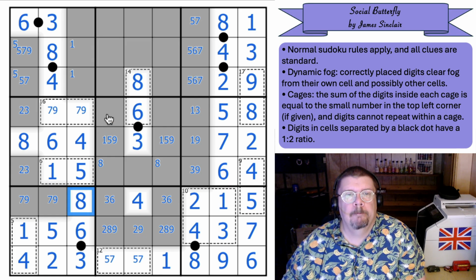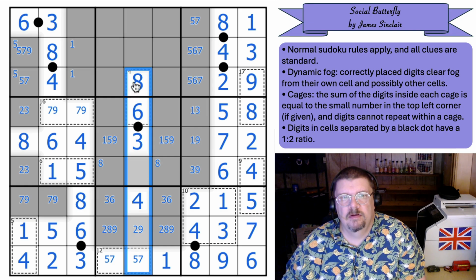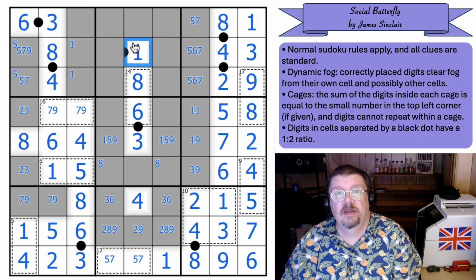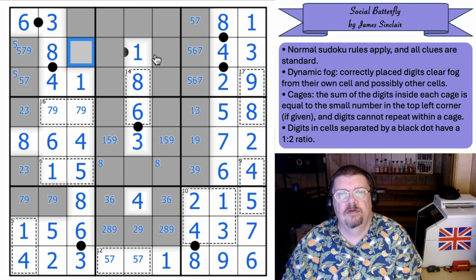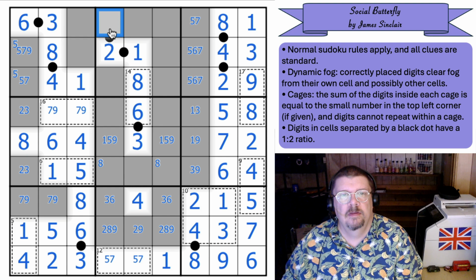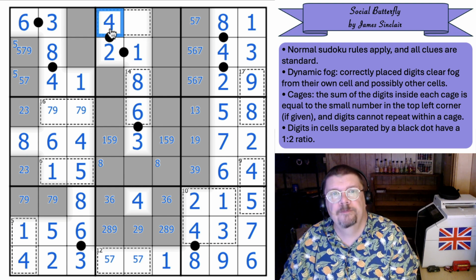Okay. Where does 1 go in this column? The only place for it is there. That makes that a 1. That's not. On this black dot, this has to be a 2. This now has to be a 4.